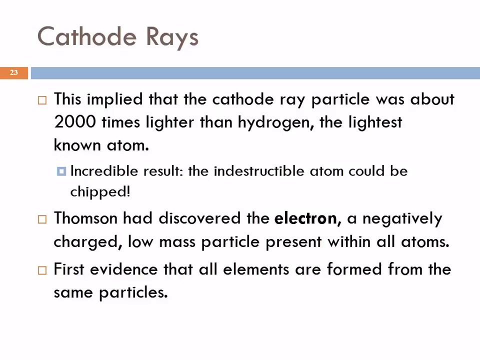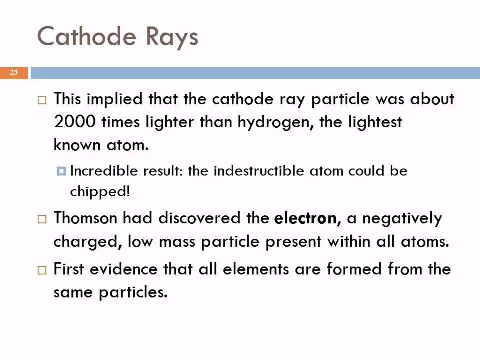And this was a very, very surprising result. Because Dalton said atoms can't be cut into smaller pieces. And here we have a piece that's smaller than an atom. That's a big deal. The indestructible atom could be chipped. You could get these little bits to come off of it. What Thomson had discovered was the electron.